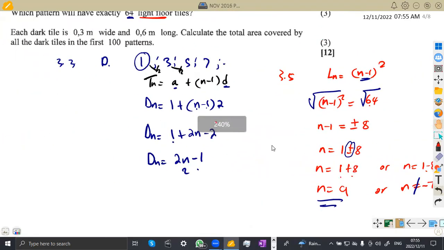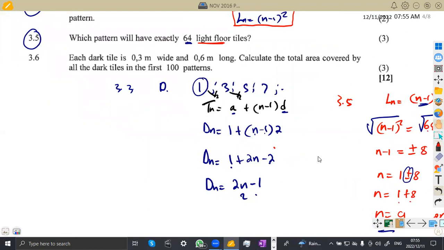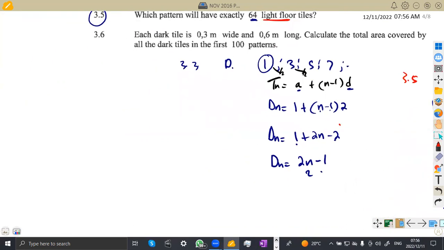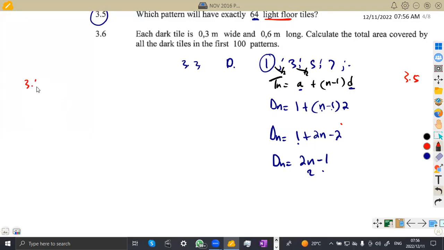Each ductile on question 3.6, we are given that each ductile is 0.3 meters wide and 0.6 meters long. Calculate the total area covered by all ductiles in the first 100 patterns. So what we actually need, guys, let me explain this way. Let me not rush. We are given that each ductile is 0.3 by 0.6 meters. That's a ductile, and we are talking of area here. So let's start by just calculating the area of the ductile.